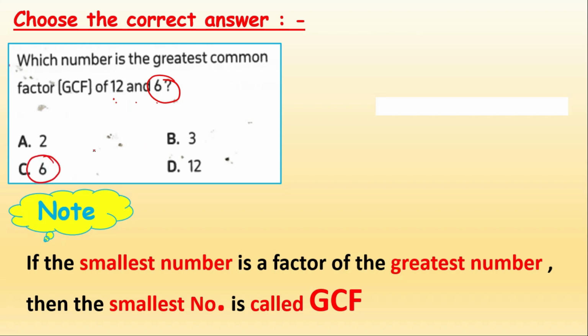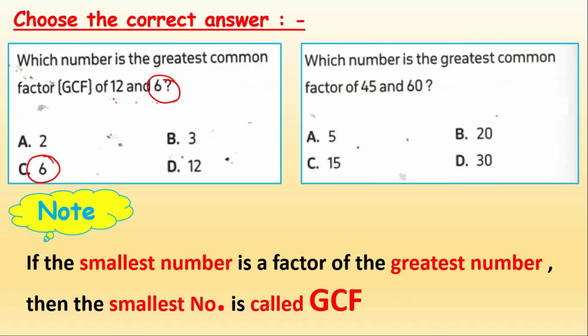So without trying all of these, you can see if the smallest number is a factor of the greatest, and that's the G.C.F. Okay, which number is the greatest common factor of 45 and 60? 5 is a common factor for 45 and 60, and is 20 a common factor?